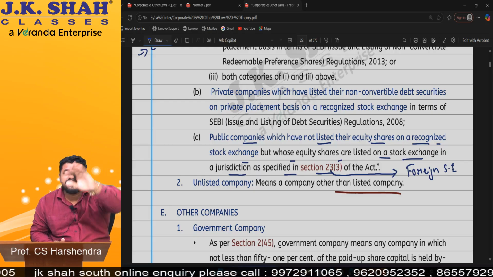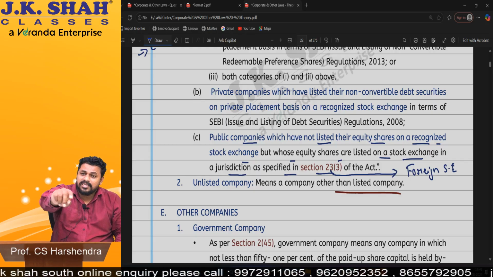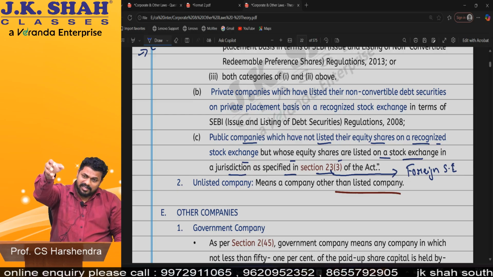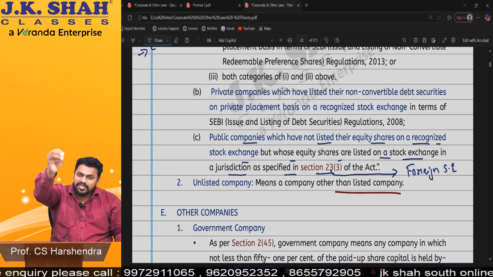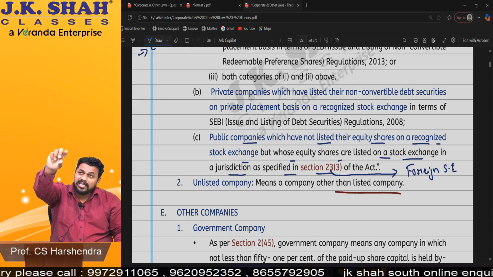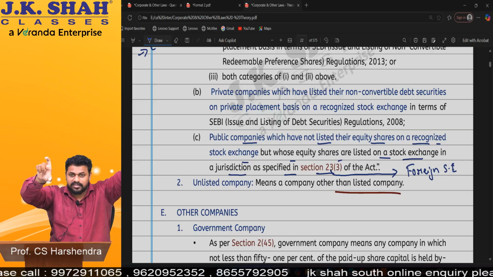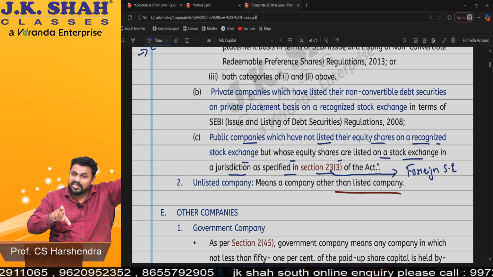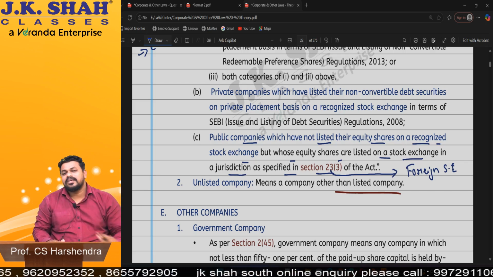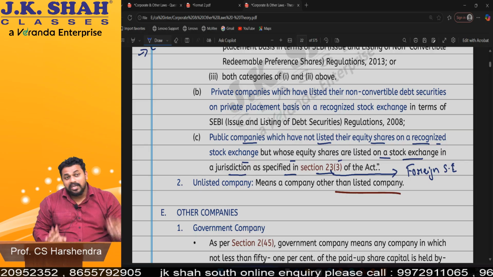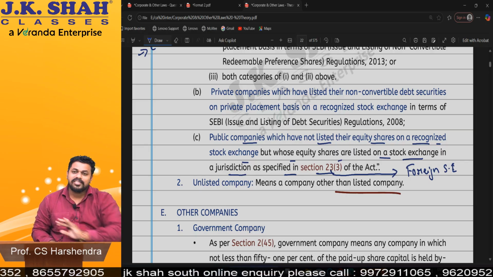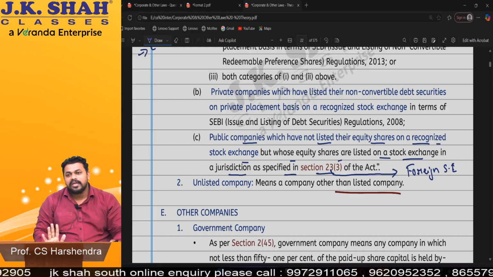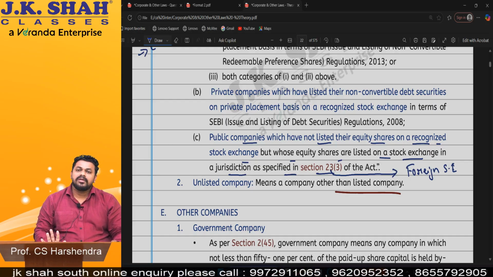But now, just for your information, it has not come in your RTP up till now. The Central Government, the Ministry of Corporate Affairs, has recently given a list of foreign stock exchanges. If your company's equity shares or convertible securities are listed on those stock exchanges, it will be considered a listed company. Which stock exchanges they are is not in your syllabus up till now. Maybe in the RTP they will put it. Understood properly?